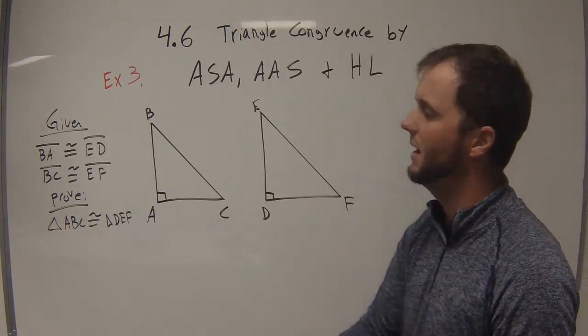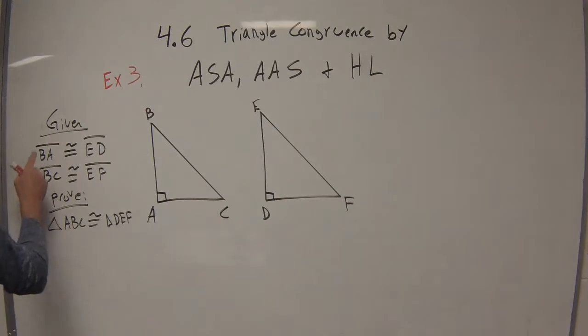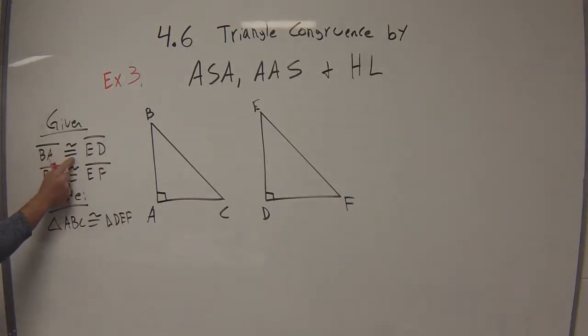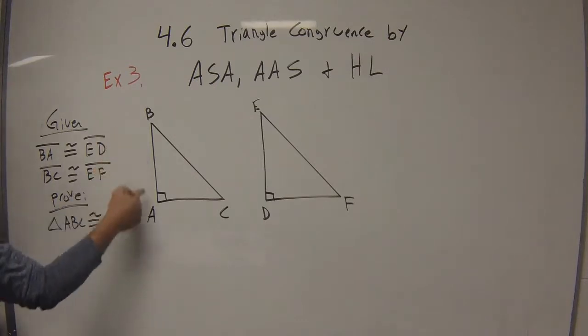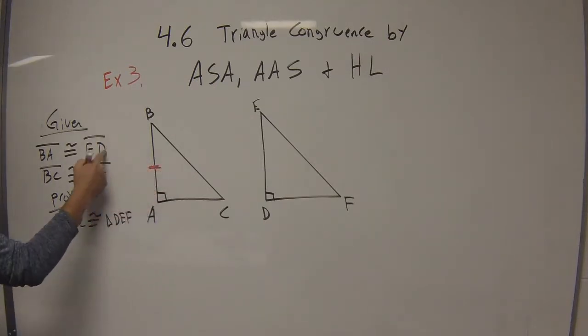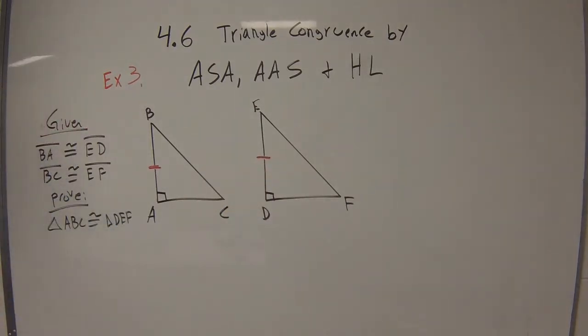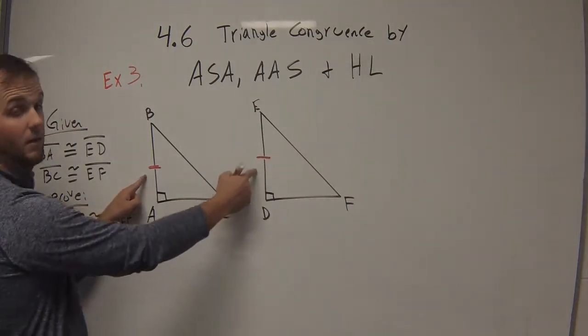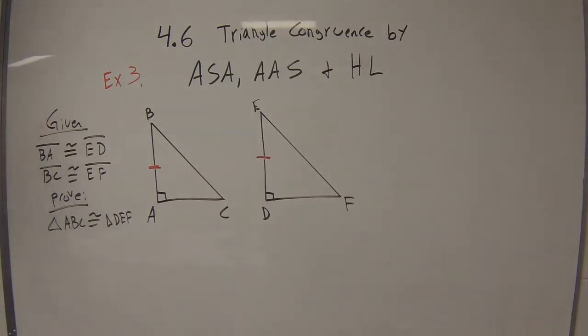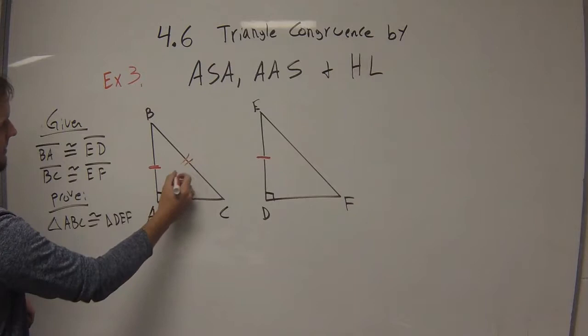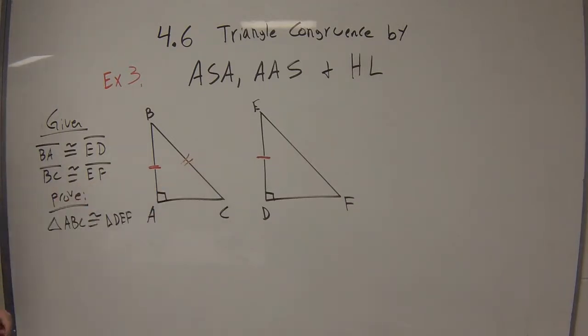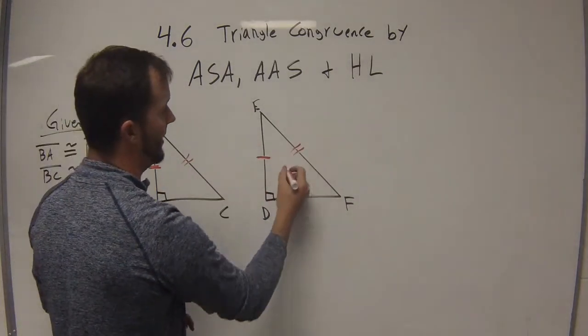So let's go and look at my given information. So side AB is congruent to side ED right here. So side BA right here is going to be congruent to side ED over here. Okay? And so now if we look, that's going to be a leg. Okay? And so next, side BC here, which is my hypotenuse, is going to be congruent to side EF, which is my hypotenuse.